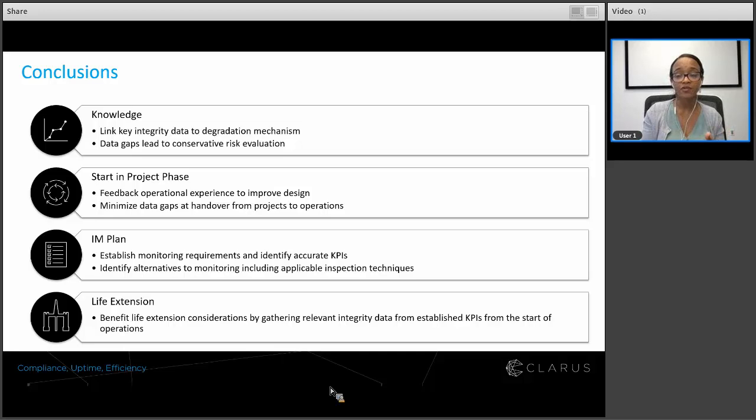A great example of this is utilizing data from retrieved components. We had several jumpers that had been retrieved in a field, and that helped us identify what locations to prioritize for NDE as opposed to just going out there and doing every single component. We were able to optimize that plan.